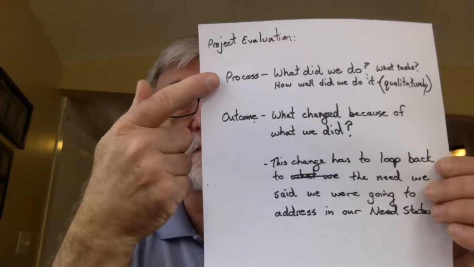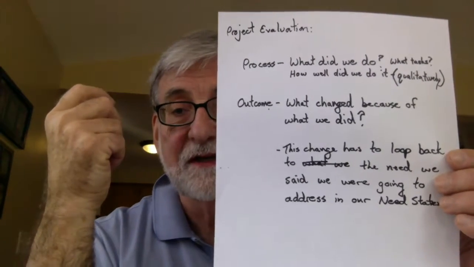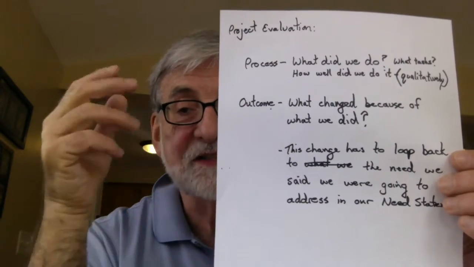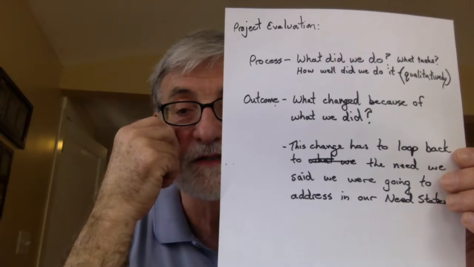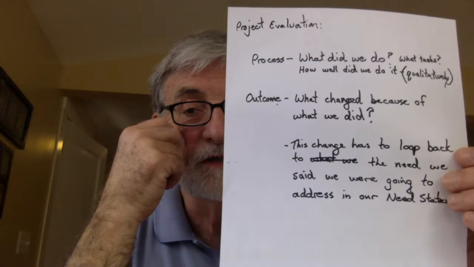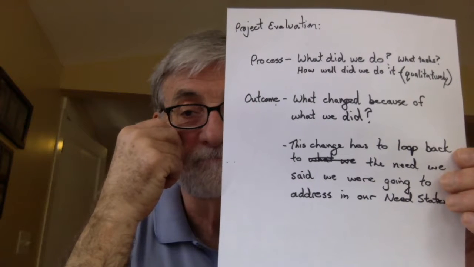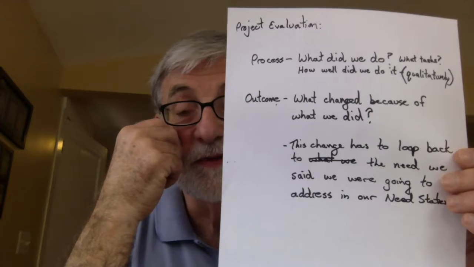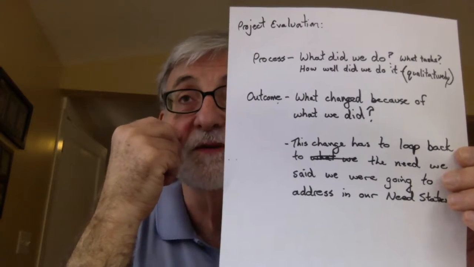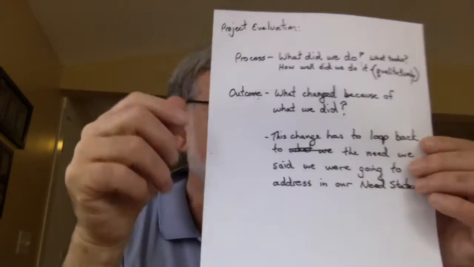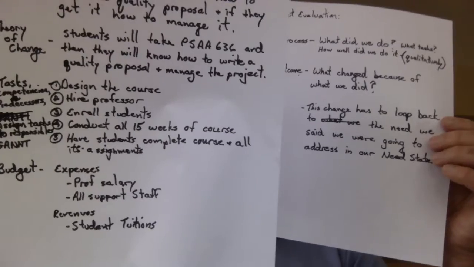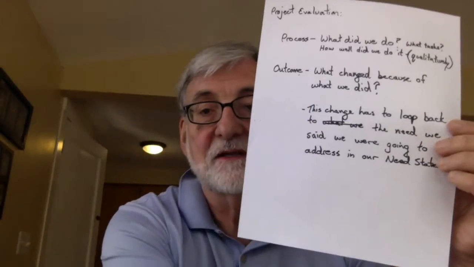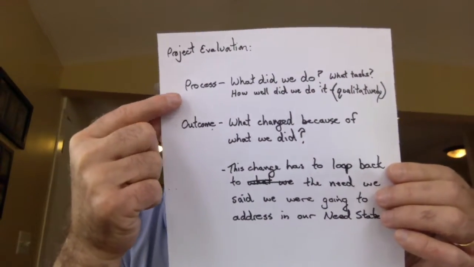A process evaluation is simply, what did we do, right? What tasks did we implement in order to implement the project, right? So again, you can sort of go back to here, the tasks, all those tasks, and you can say, well, did we do all those tasks?